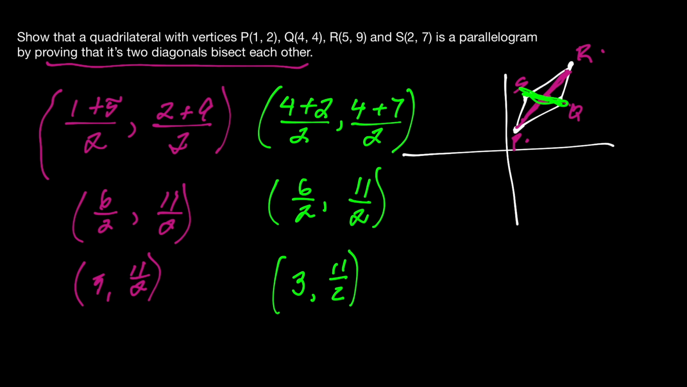Once again, where these are all coming from: x sub 1 is this one and x sub 2 is this 5, dividing by 2. Y sub 1 and y sub 2 are where the 2 and the 9 are coming from. Divide by 2 and go through it. So here we have S and Q. Q has an x coordinate of 4 and S has an x coordinate of 2. Q has a y coordinate of 4 and S has a y coordinate of 7. So that is where that 11 is coming from.